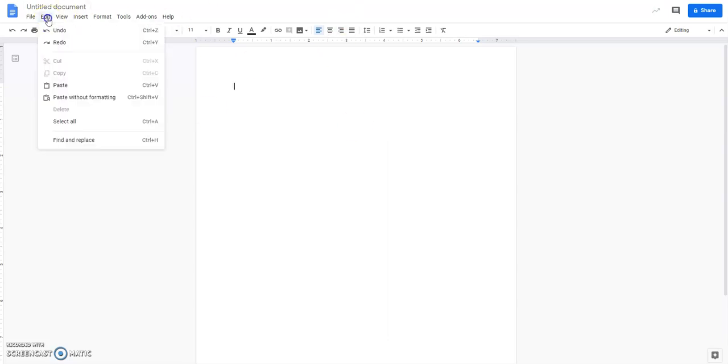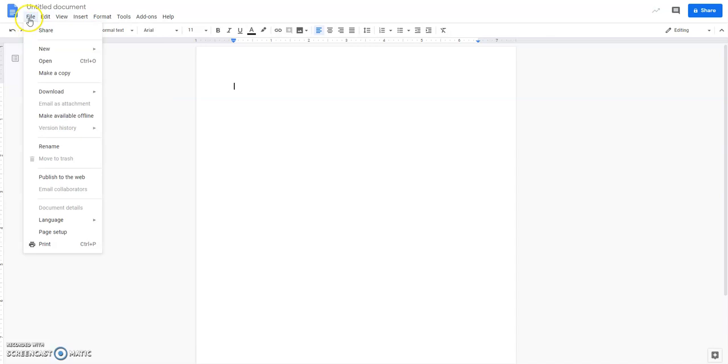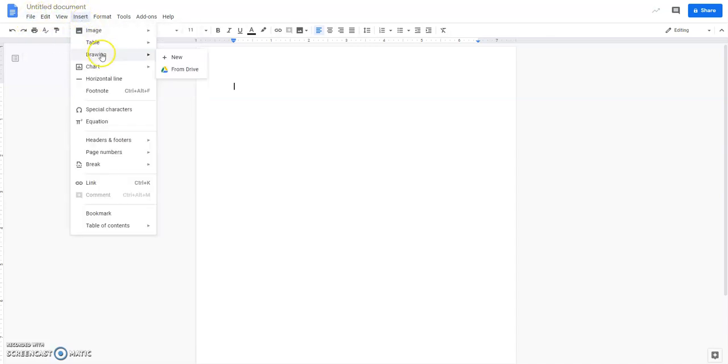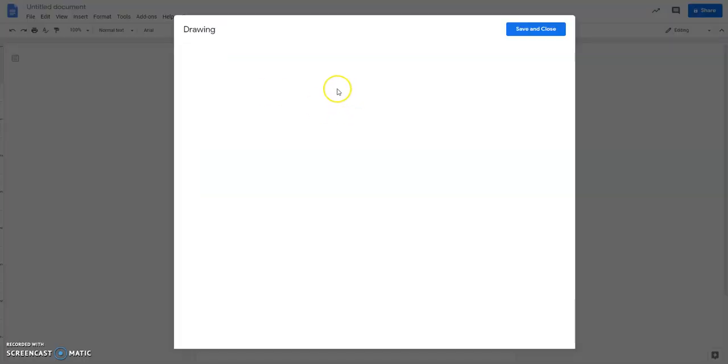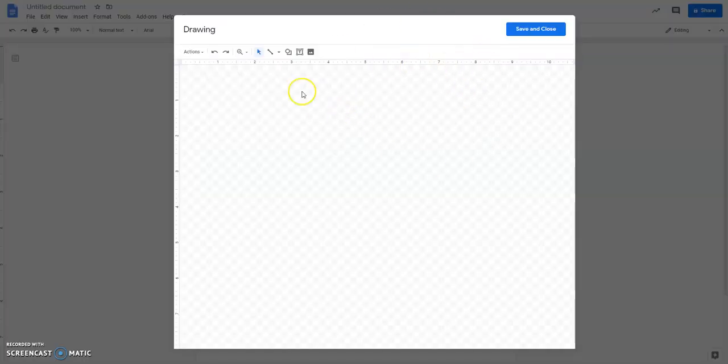So go ahead and, since we're creating a tree map, go to Insert, Drawing, New. And you should get your checkerboard here. This should be fairly routine now on how to do your thinking map in Google Docs, but if you're still not sure, you can slow the video down and see what I'm doing with the cursor. So the first thing we need to create is our topic.